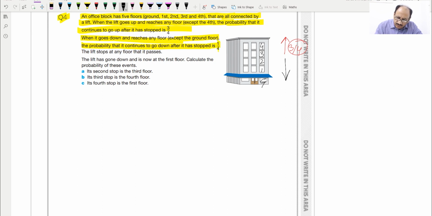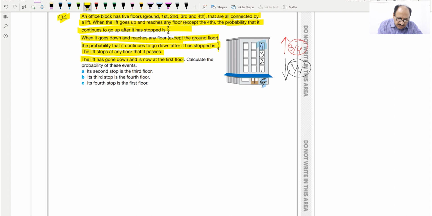So probability for going down is 1 by 4, and keep in mind ground floor, there's no further down, so from ground floor to up will be the only option available. From ground floor to down option is not available. Similarly from 4th floor up option is not available, only down option is available. So this is important. Ground floor to down is not available, and 4th floor to up is not available. That we will utilize. The lift stops at any floor that it passes. So you have to stop at all floors.